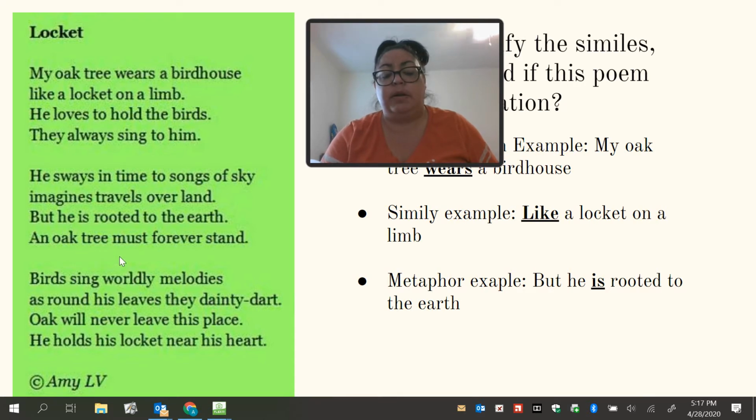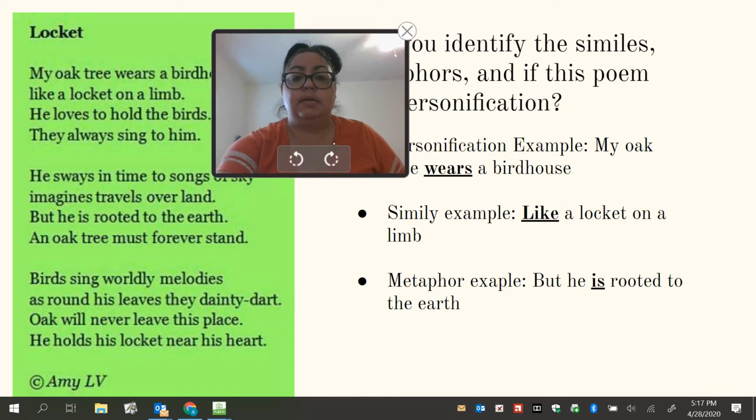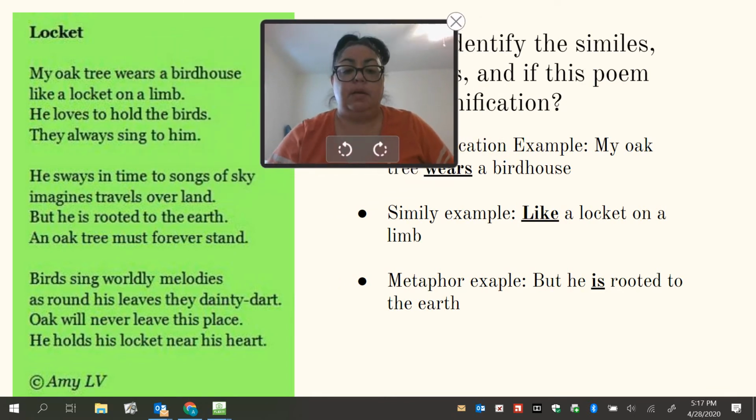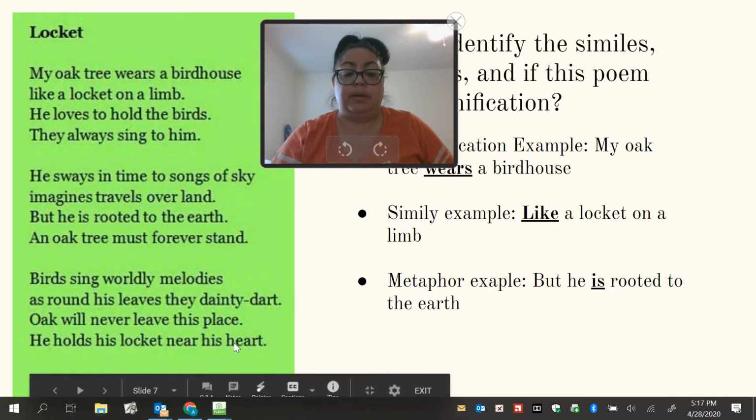It's very solid in there. And it's not going anywhere unless it is cut down. But even if it's cut down, the roots still stay in the earth unless you dig out the tree. So this poem did have the three things we were talking about in poetry.